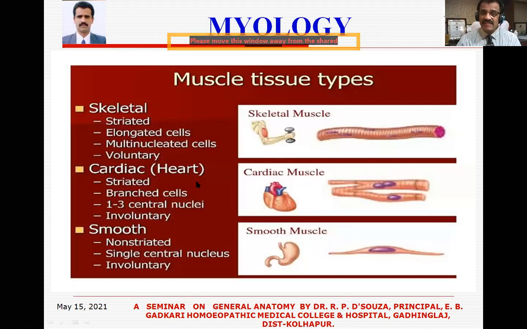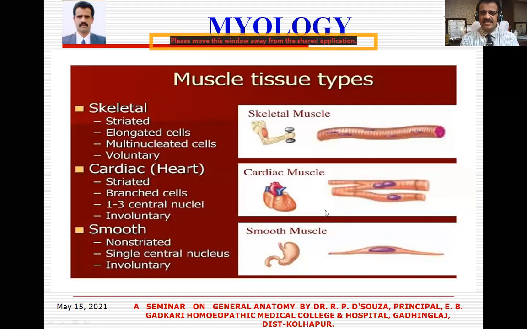The second muscle is cardiac muscle, which is present only in the heart, the myocardium. It is striated muscle, just like skeletal muscle. You can see the striations here, but it has a branched pattern. The cell is branched. You can see this cell has a branch which anastomoses with another cell, and it has 1 to 3 nuclei, but it is involuntary. Your heart is beating involuntarily. It is not in your hand to stop it or to make it faster or slower. So it keeps on beating as per the internal environment.